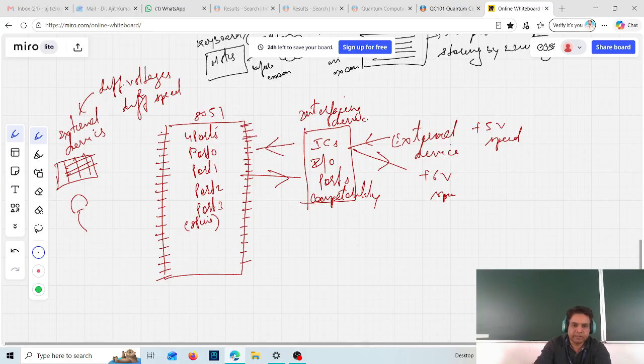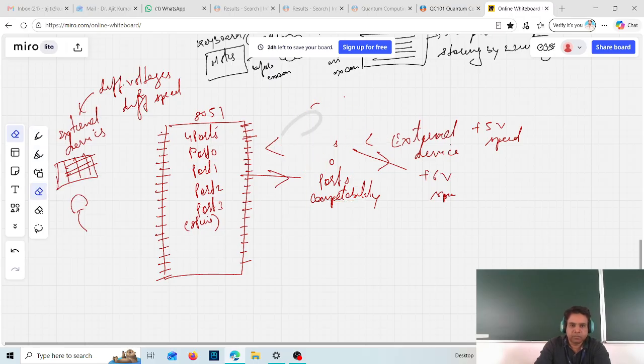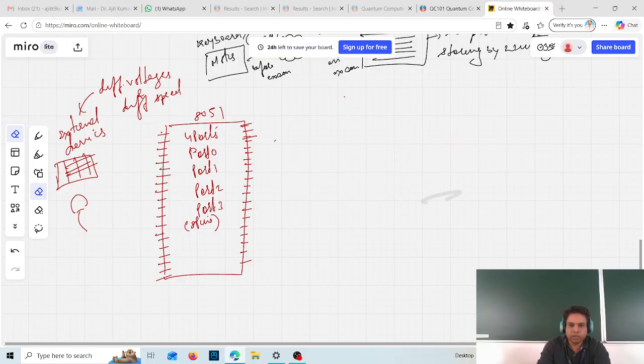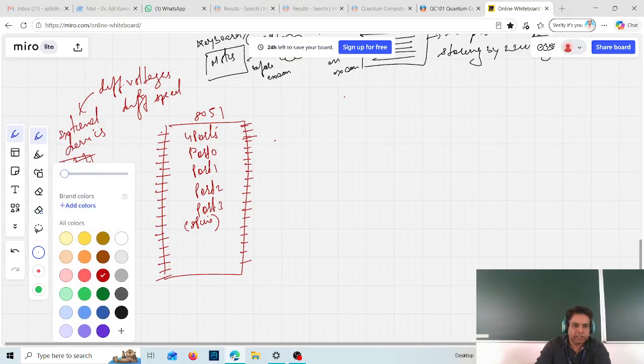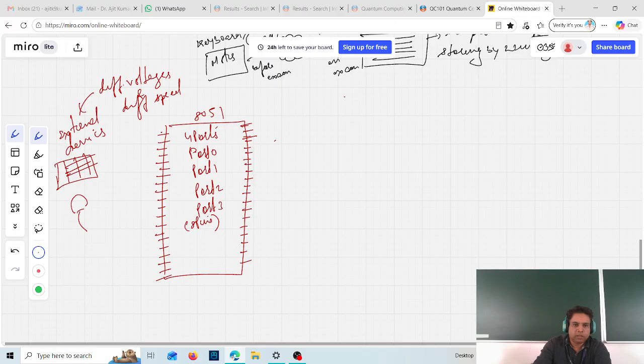Let me now erase this, because these are the external ICs. These IO ports are inbuilt in the microcontroller, so I'll show them inside the microcontroller itself. Let's say this is 1, 2, 3, 4, 5, 6, 7, 8. This is called port 0. This is used to interface with the external devices.